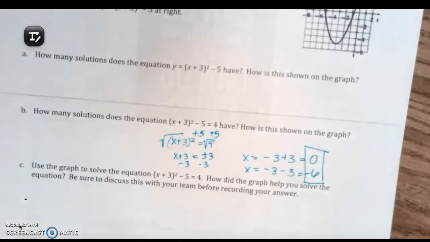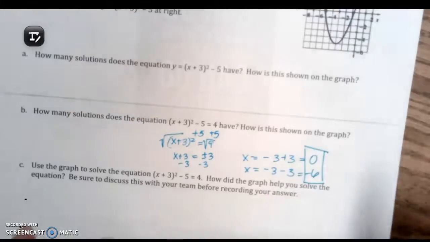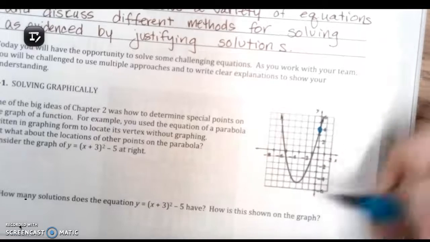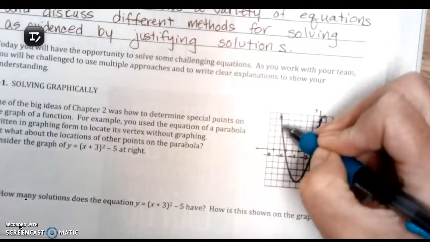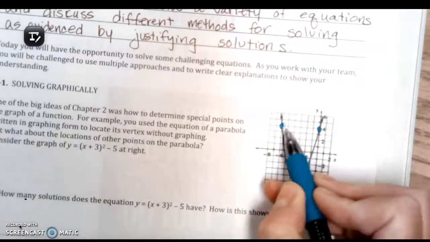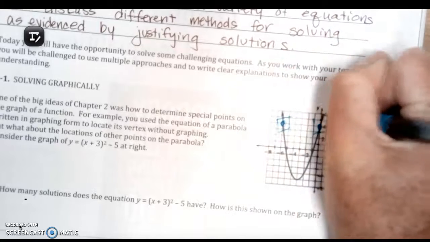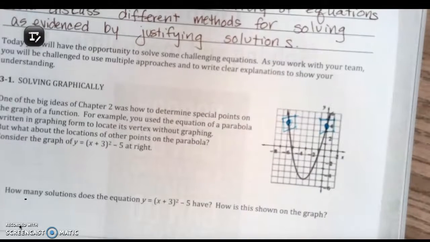Use the graph to solve the equation (x plus 3) squared minus 5 equals 4. How did the graph help you solve the equation? Be sure to discuss this with your team before recording your answers. So at 0, it looks like it's here, so we come up here, roughly right here. And at negative 6, it should be the same. It should be right about there. Roughly here and roughly here. Can you guys see that? That graph's so tiny. All right. Any questions on that?